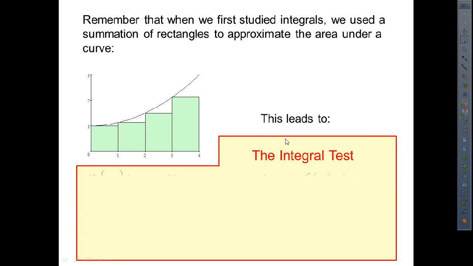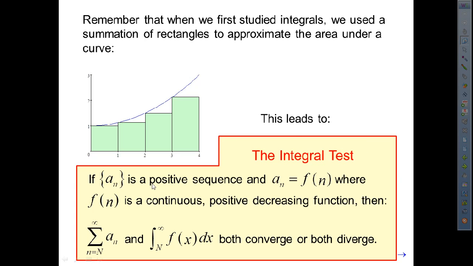Now, this leads us to the integral test. And what it says is if a sub n is a positive sequence and a sub n equals f of n, where f of n is a continuous, positive, decreasing function, then the series sigma from n equals capital N to infinity of a sub n, and the integral from capital N to infinity of f of x dx both converge or both diverge.